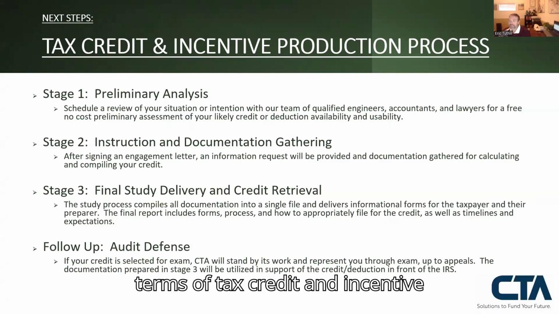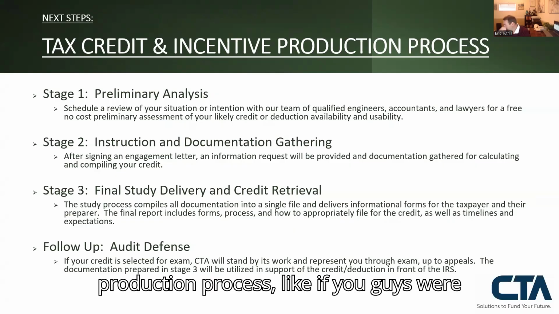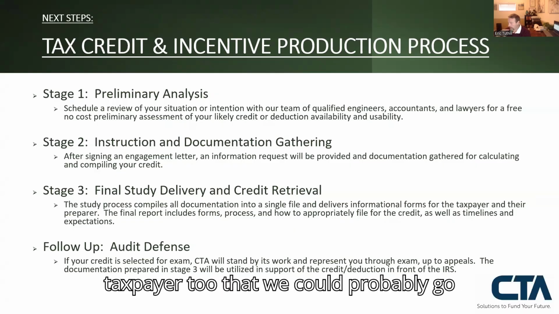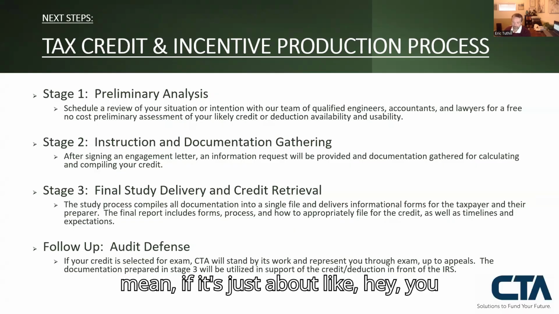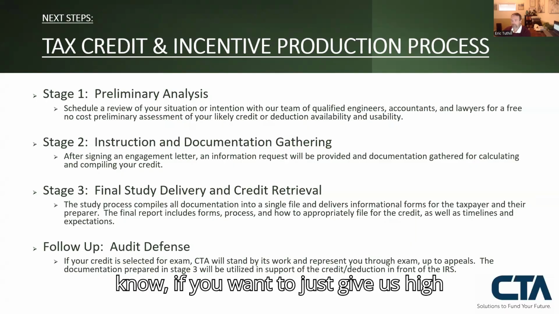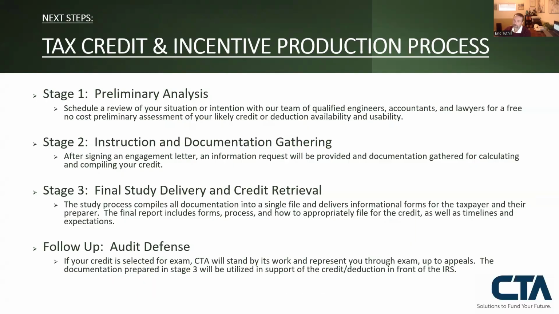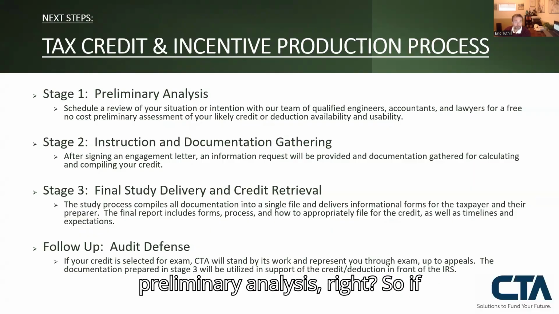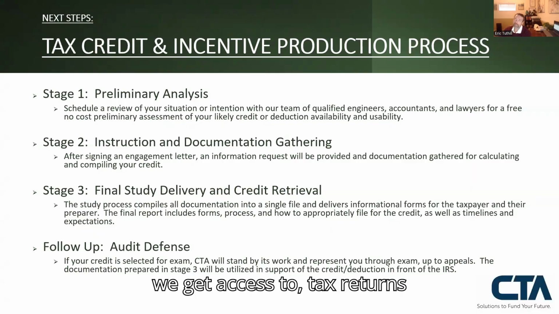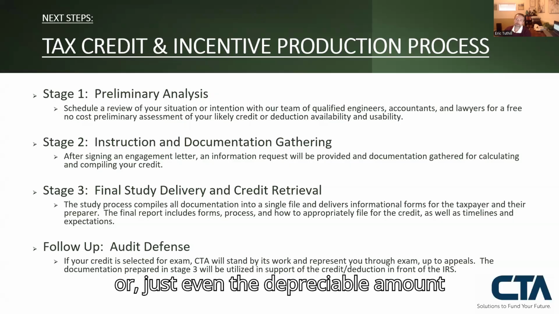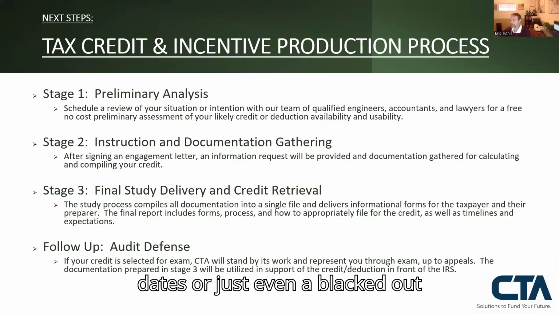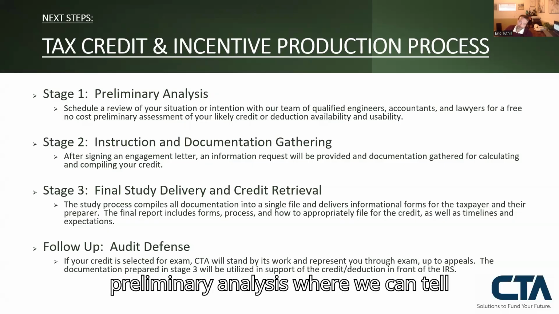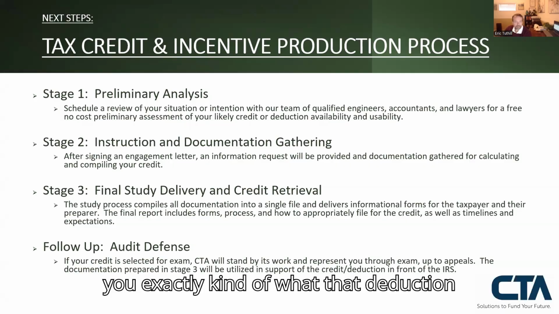Now, in terms of the tax credit and incentive production process, if you say, hey, I have a taxpayer or two that we could flag for you and see if we can bring them on board, if you just give us high level details, what normally happens is we do a preliminary analysis, right? If we get access to tax returns, or just the depreciable amount we're looking at, place in service dates, or even a blacked out depreciation schedule, we can do a preliminary analysis where we can tell you exactly what that deduction level would look like.